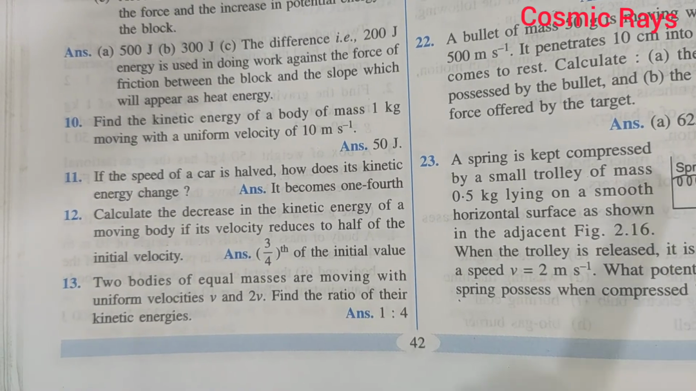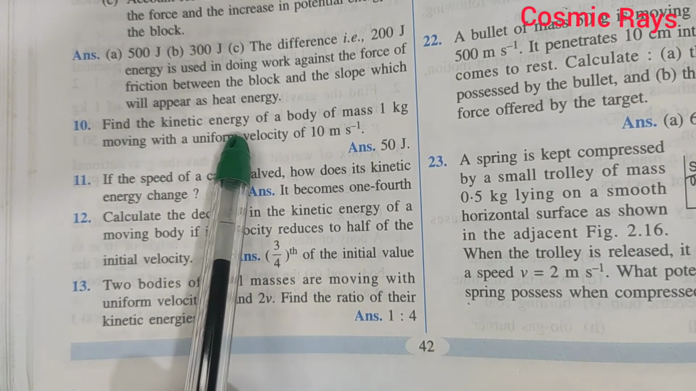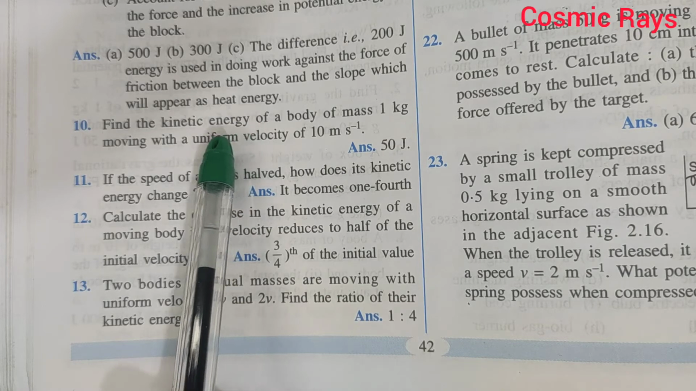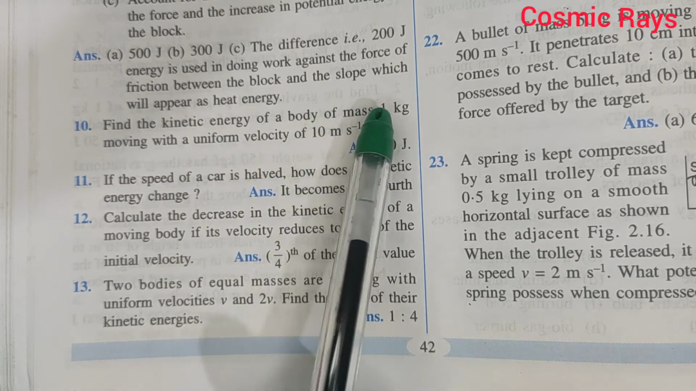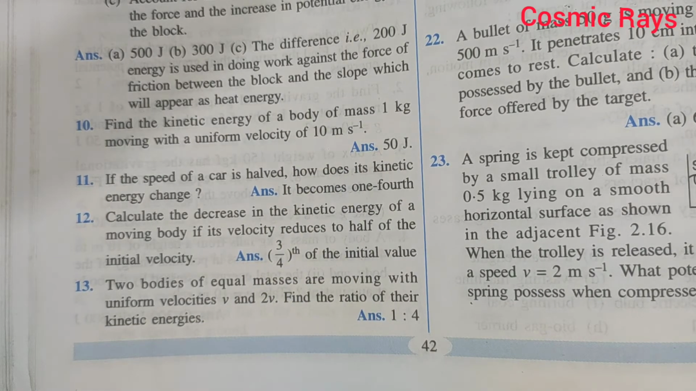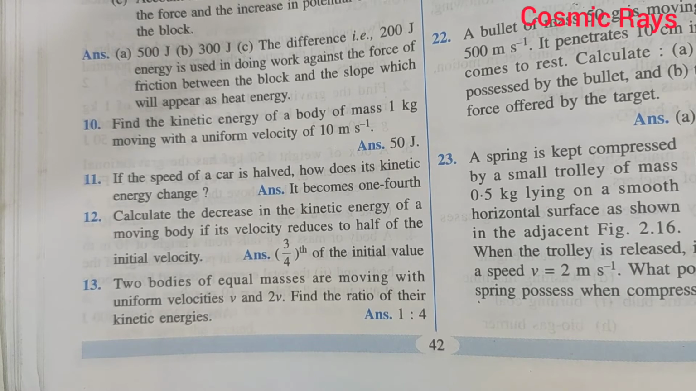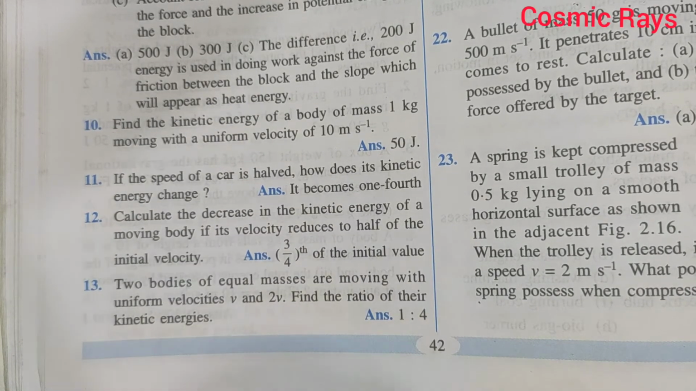Now for question number 10, they have asked us to find the kinetic energy. Please use the formula kinetic energy is equal to half mv square. You don't have to convert anything, they are given in the SI unit, so you'll get the answer. Number 11 and 12 also are the same, don't have to do much effort. Now question number 13 is a little important. Let's have a look at it.